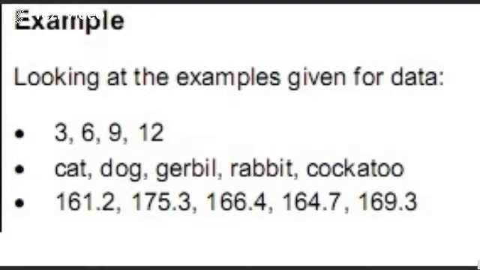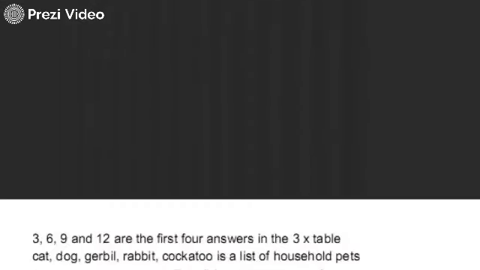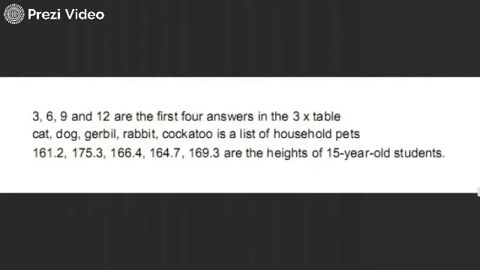at all. So to transform this data into useful information, what we need to do is we have to add more words to it. For example, the numbers 3, 6, 9, and 12 are the first 4 answers in the 3 times table. So by looking at it, 3, 6, 9, and 12 now becomes meaningful to us, which makes it more of information now from previously data.